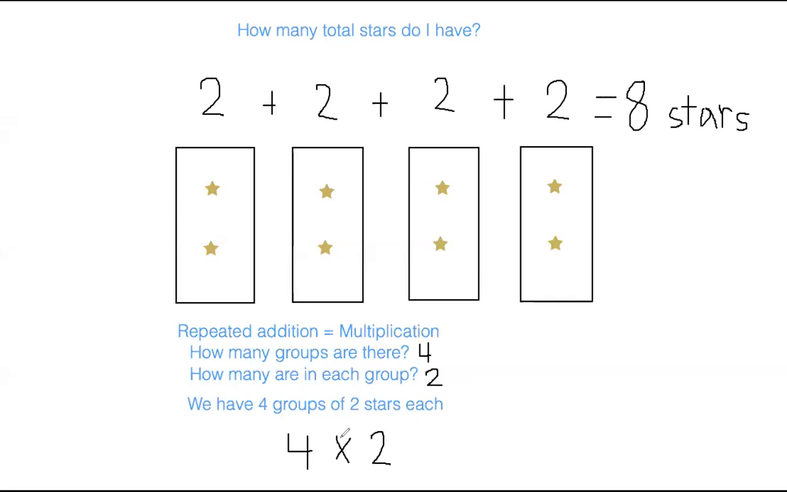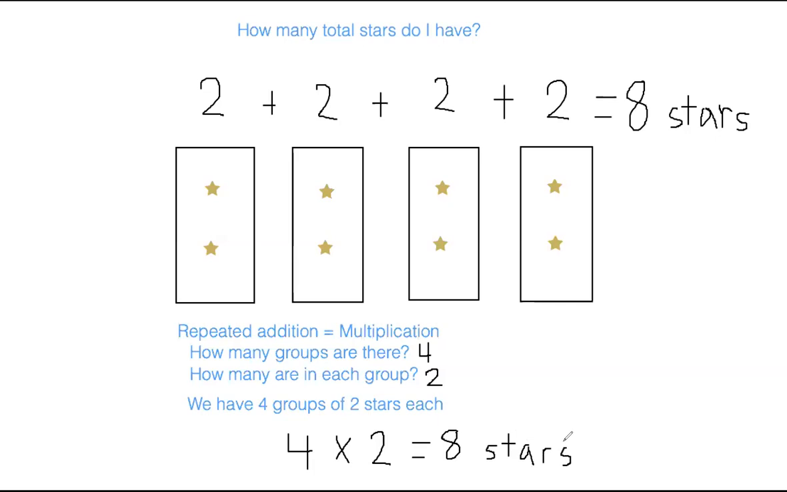Now this little x, this little symbol that we call times, represents the multiplication here. And 4 times 2 is basically the exact same thing as 2 plus 2 plus 2 plus 2. And we would get the exact same answer. We would get 8 stars. But the way that we would think about it is a little bit different.